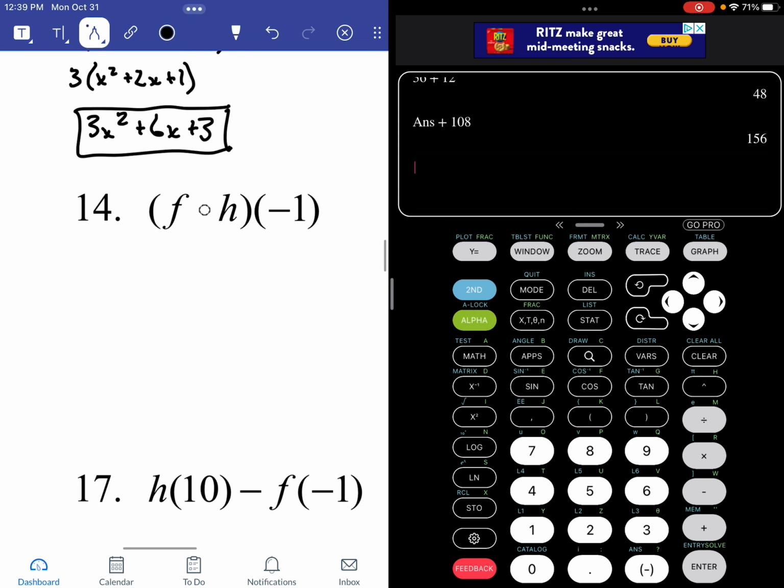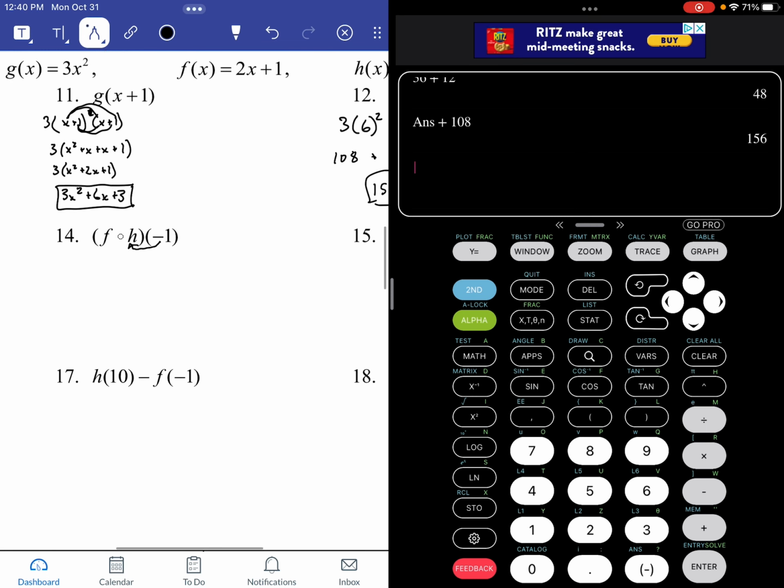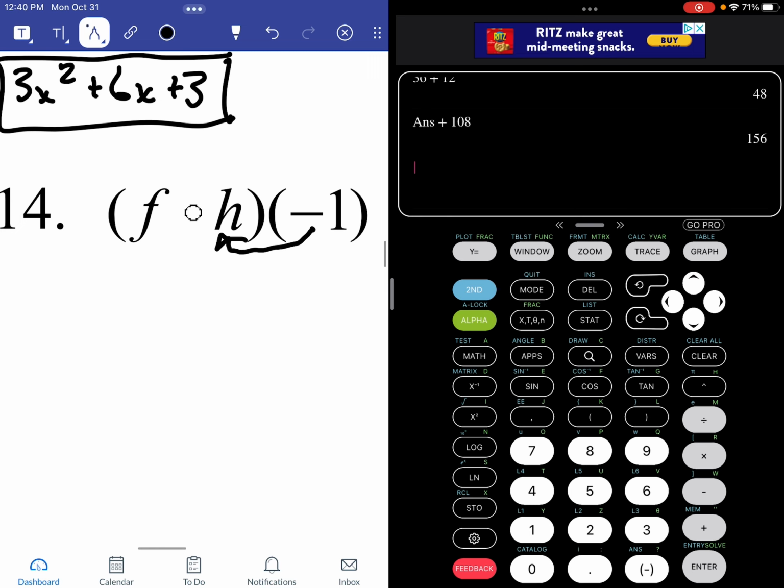Here, now we're putting this as a composite, putting this negative 1 into the h function first. So let's do that. So h is x squared plus 2x. So I'm going to have negative 1 squared plus 2 times negative 1. I'm going to figure out what that is first. Once I find out this answer, I'm going to put that answer into the f function. So I'm going to get 1, because negative 1 squared is positive 1, minus 2, which gives me negative 1.